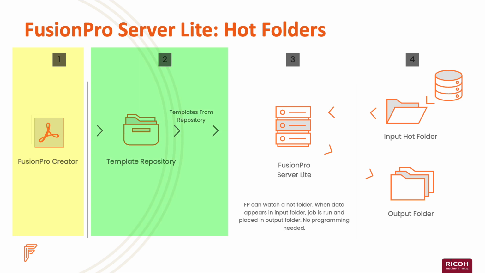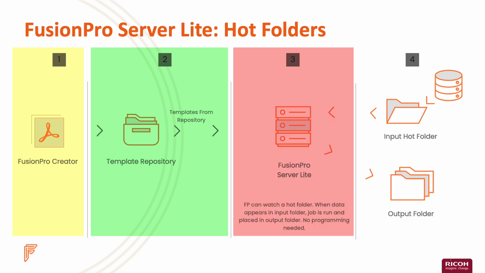Now, the template repository then has things that we call conditions and tasks. So you can picture a condition would be if a data file comes in that has PC data in its name, then use the postcard template that we created.